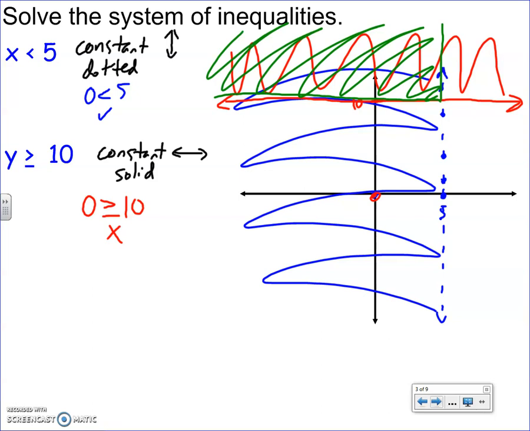Just leave it alone. Give the graph. Make sure it's really dark on that top left rectangle. Any point in there will make all inequalities true at the same time.